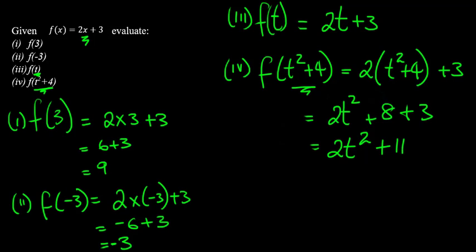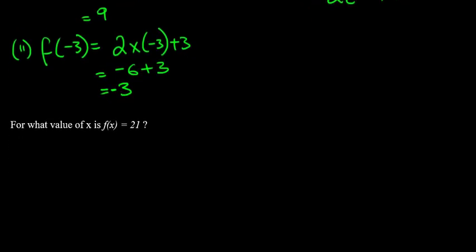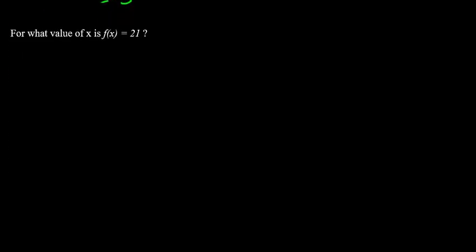Now, if I go down a little bit, what if I had a different question? I said, for what value of x is f of x equal to 21? Now this question is a little different because whereas the others gave me the inputs and I was finding the outputs, in this case, I know my output. I know that my output is 21, and now I want to use that to find my input. So how would I go about doing that?